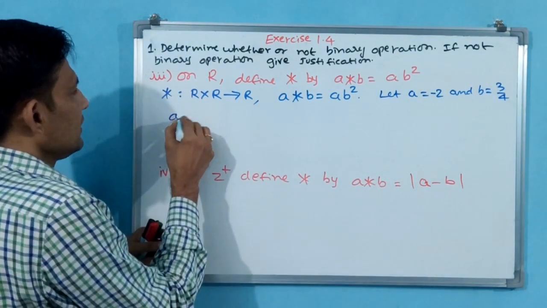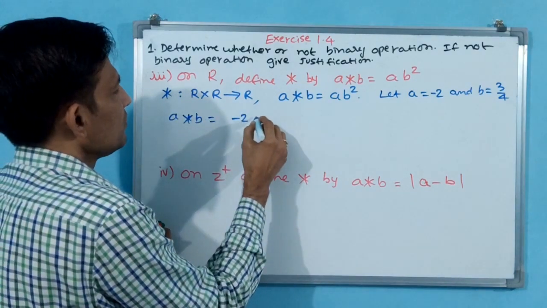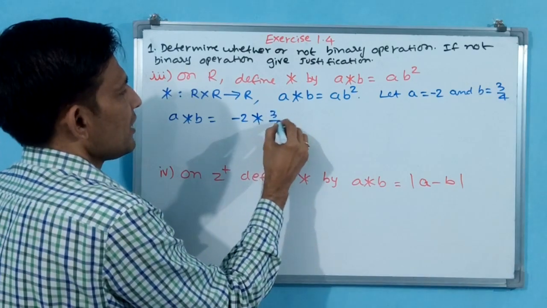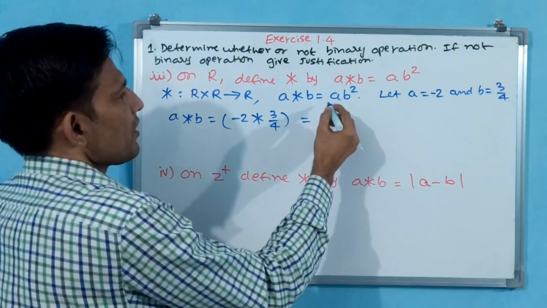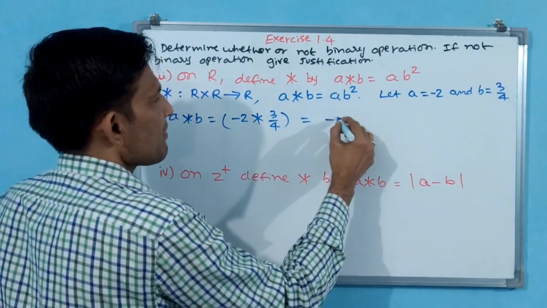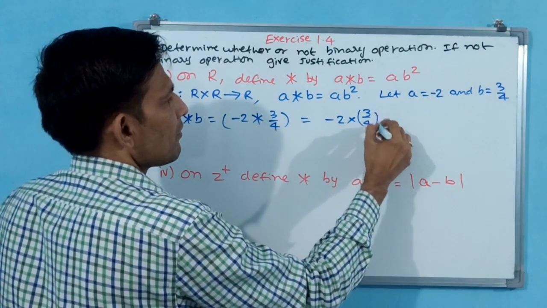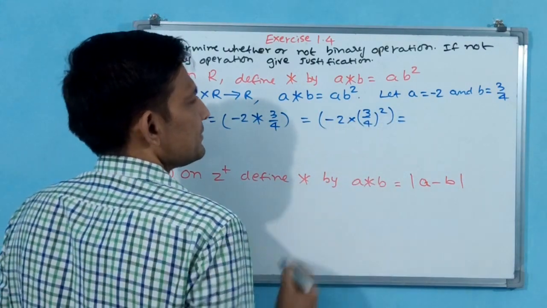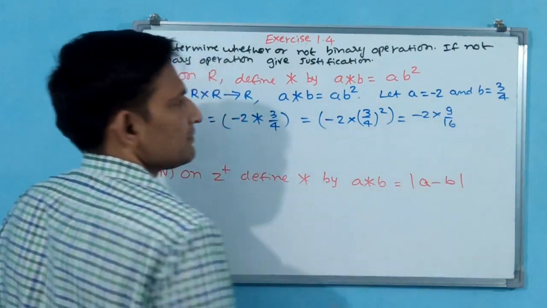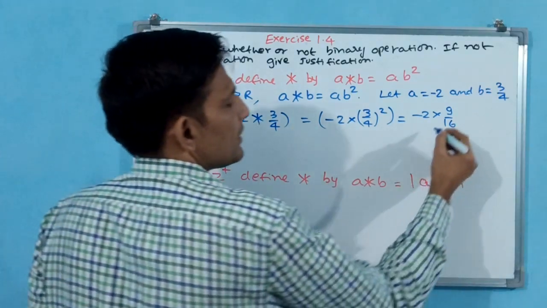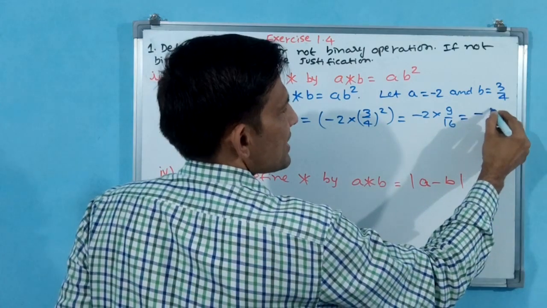Now let us see. A star B is equal to -2 star 3 by 4. Okay, minus is there, put bracket. Now this is equal to AB square. A means -2, into B square means 3 by 4 whole square. Put under bracket. Okay. -2 into 9 by 16. That means see, 2 goes 8 times. -9 by 8.